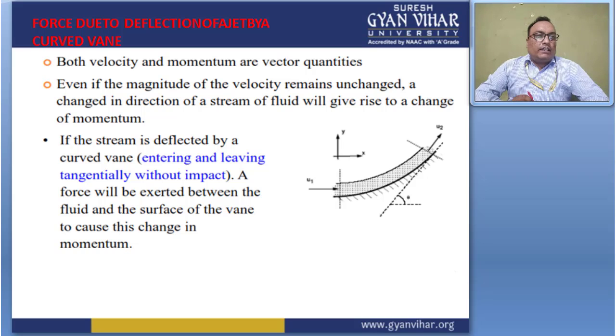next case, which is the force due to the deflection of a jet by a curved vane. Suppose this is a curved surface. Both velocity and momentum are vector quantities. So here the magnitude of velocity remains unchanged, and a change in the direction of the fluid in the stream will give rise to a change of momentum.